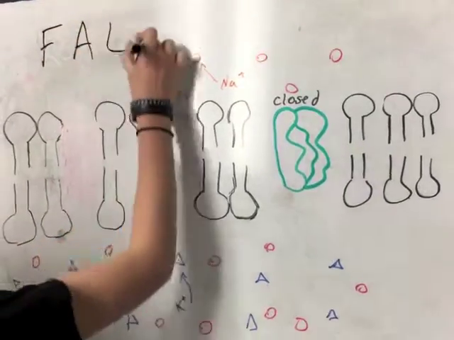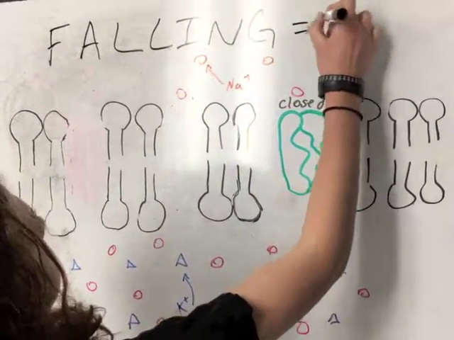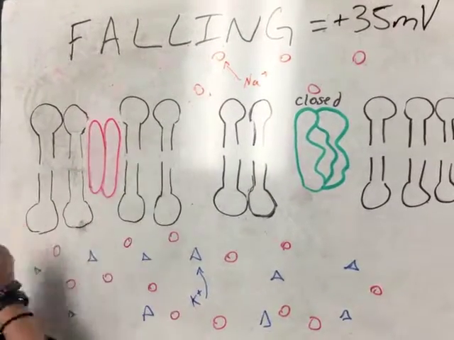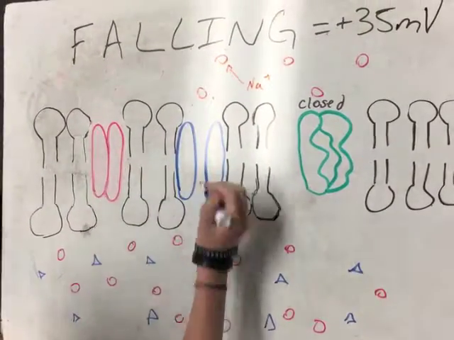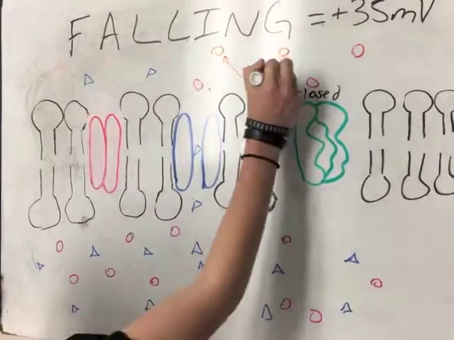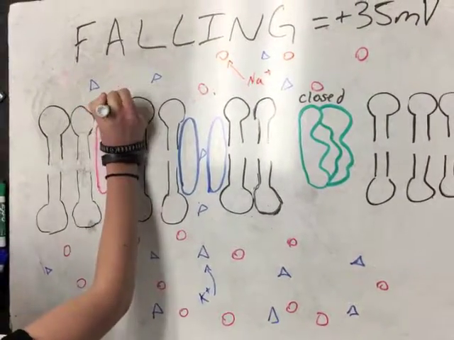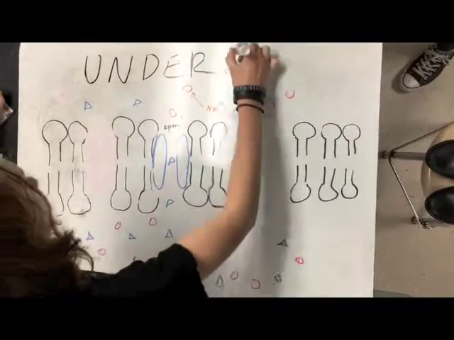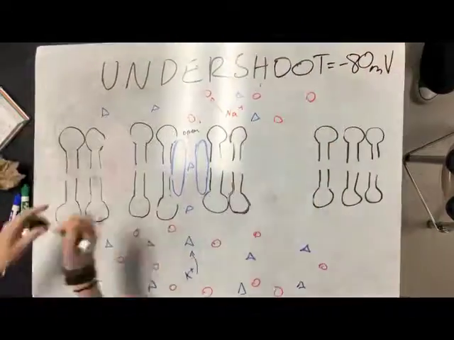This continues to increase the membrane potential. When the membrane potential reaches positive 35 millivolts, the voltage-gated sodium channels close and the voltage-gated potassium channels open, allowing potassium ions to flow down their concentration gradient. The flow of potassium out of the cell lowers the membrane potential in a process called repolarization. The membrane potential reaches negative 80 millivolts at the end of the falling phase.